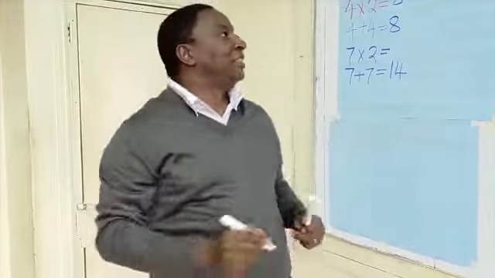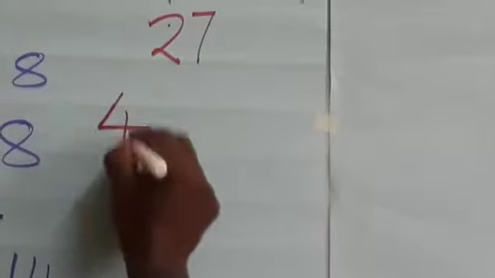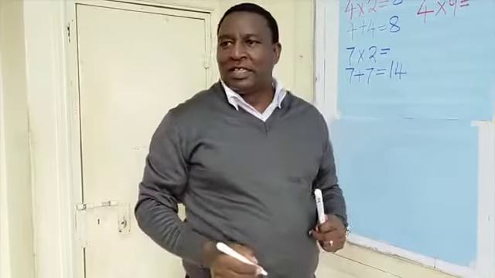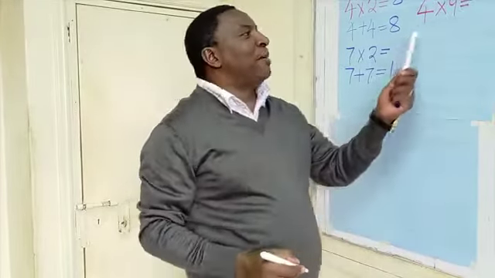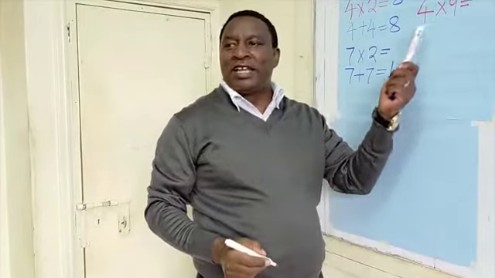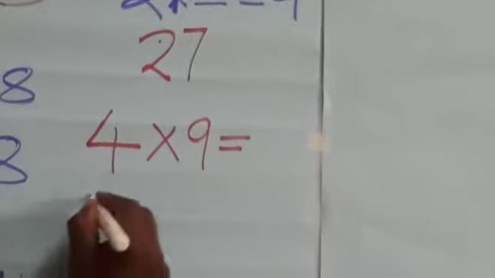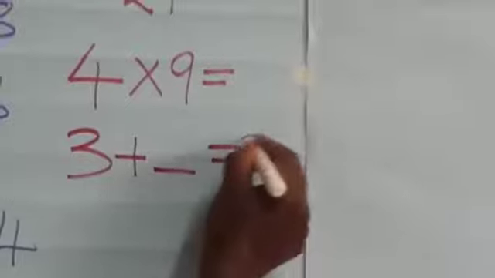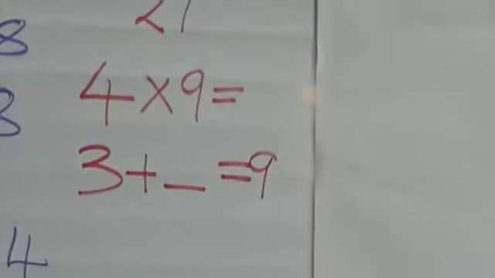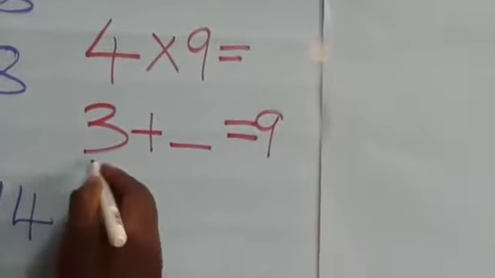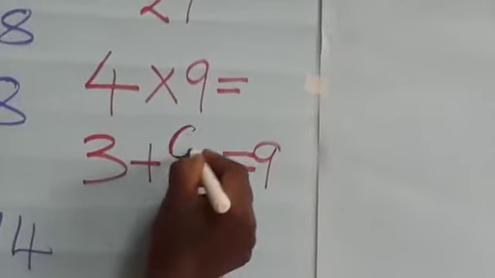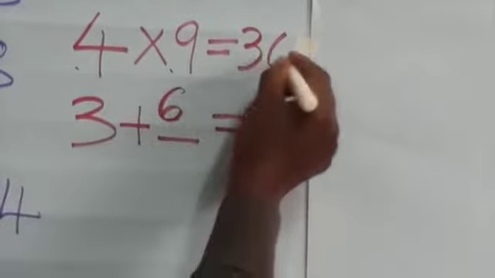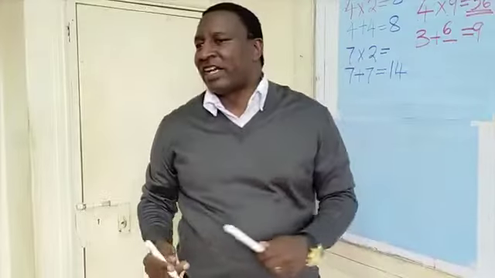Similarly, let's even say 4 multiplied by 9. We go for a number less than 4 by 1, that is 3. What do you add to 3 to give yourself 9? We say 3 plus 6. Therefore, 4 times 9 is 36. This is the fun of maths.